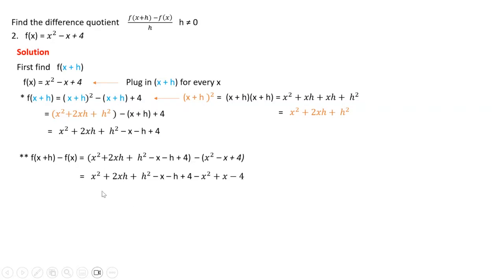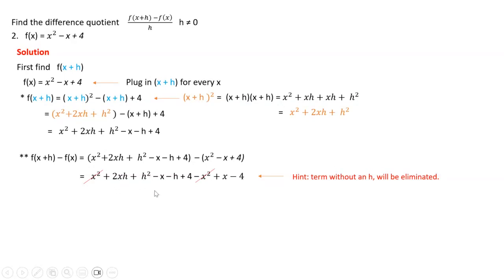Like terms. Like I tell my students, as a heads up, every term that doesn't have an h will be eliminated. Okay, that's how you can check your work. For example, x squared doesn't have an h, so somewhere it's going to be eliminated, and here it is towards the end. The 2xh has an h, so it stays. The h squared has an h, so it stays.